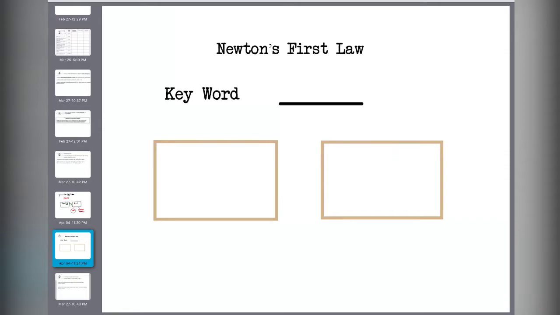So, quiz for you right now. If I were to ask you to pick out the one keyword that you would use when we're describing Newton's first law, what would it be? That's right, it's inertia.